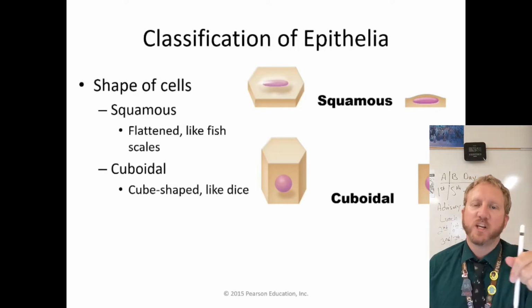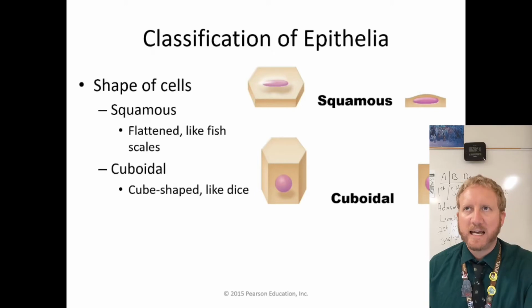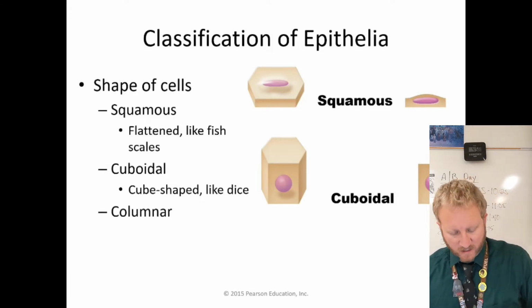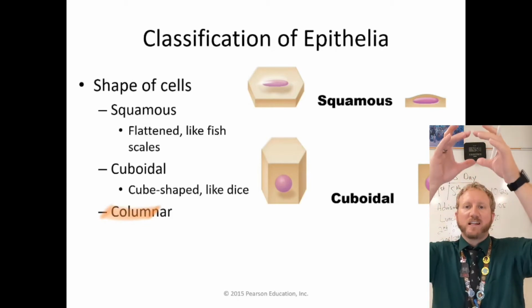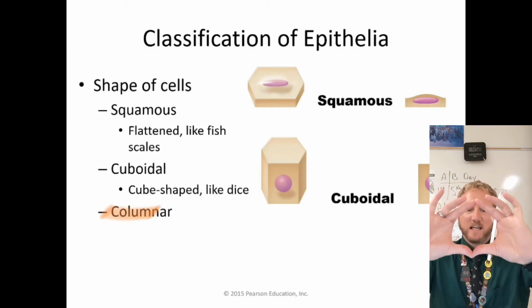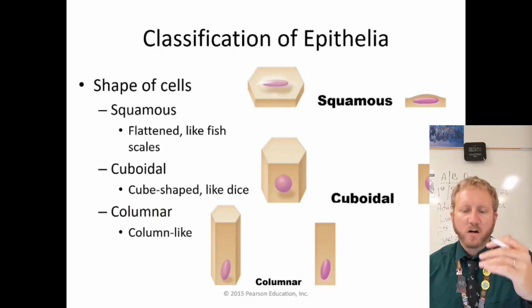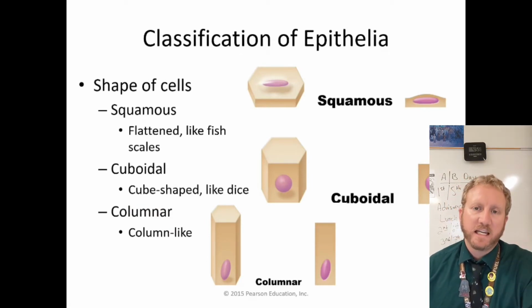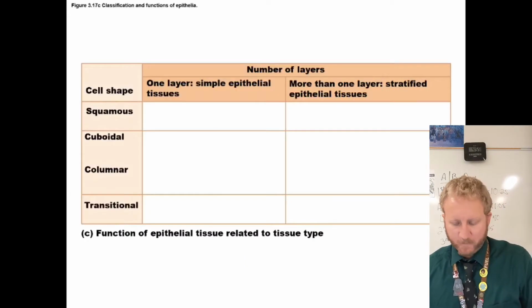The dimensions, length, width, and height, are going to be more or less the same. And then the third one is columnar. So think of a column, right? Very tall, very skinny. And so our columnar cells are going to be tall and skinny, kind of like columns.